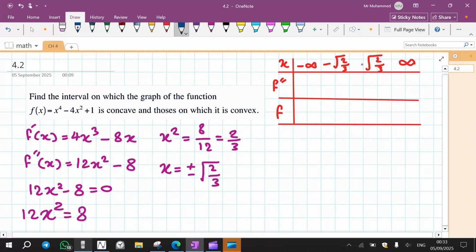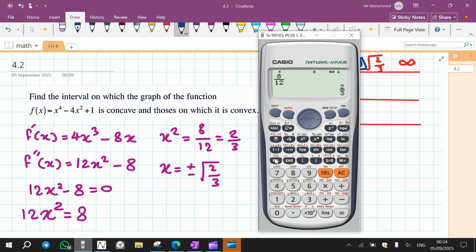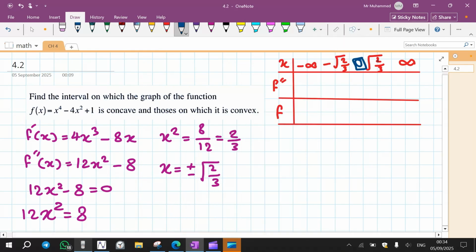A number between them for testing is 0. A number more than radical 2 over 3, again play it safe. Last answer I had was 2 over 3. Radical 2 over 3 is 0.8. So 1 is an easy number for input into the second derivative, and on the other side negative 1. I always put the test numbers into squares so I don't write them in the intervals by mistake. The intervals should contain infinity and plus or minus radical 2 over 3.